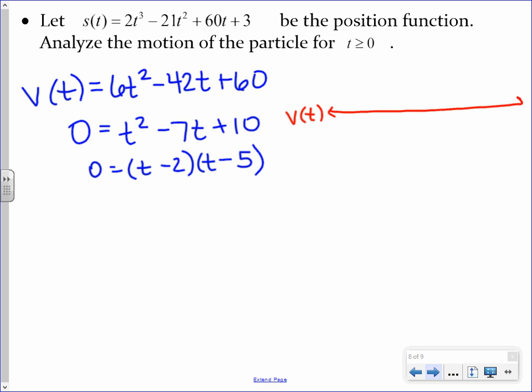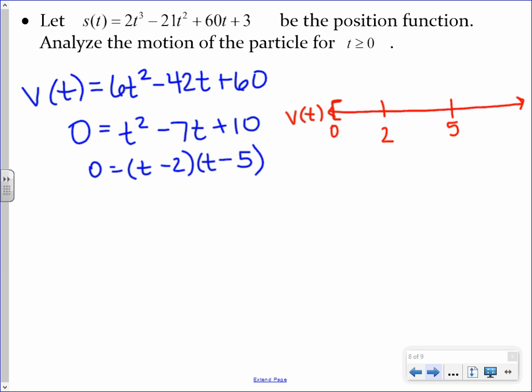I'm going to make a number line. This is my velocity number line. And do you notice how I labeled it velocity? We're going to make another one with acceleration. First of all, we really only care about what happens from 0 on, because time isn't negative. So 2 and 5. We need to test these intervals.